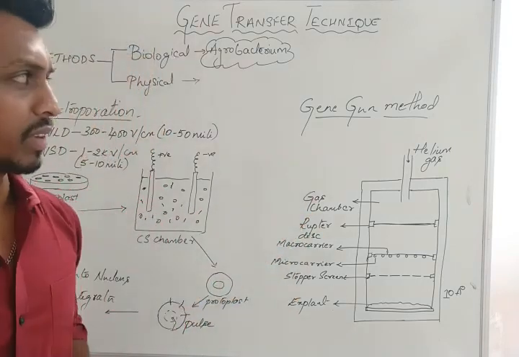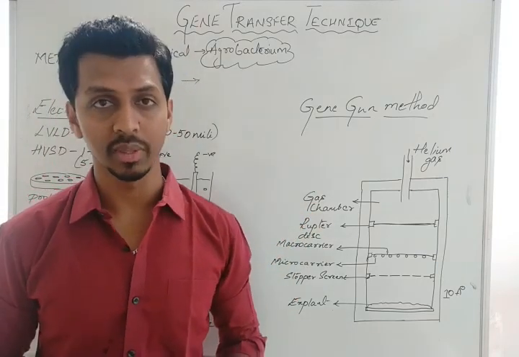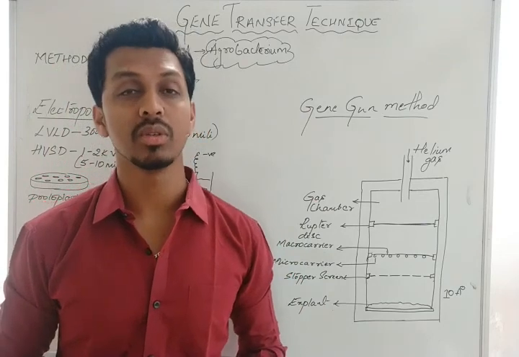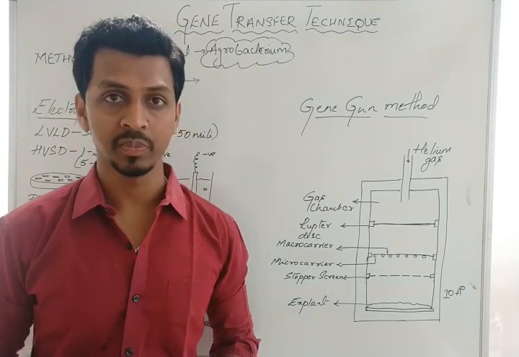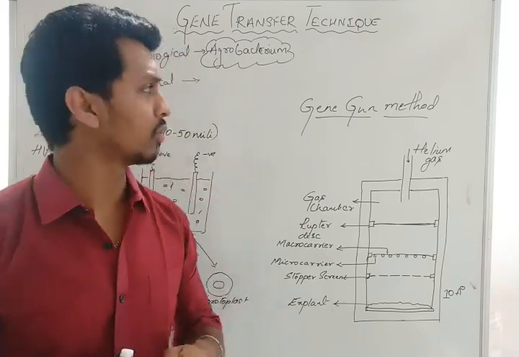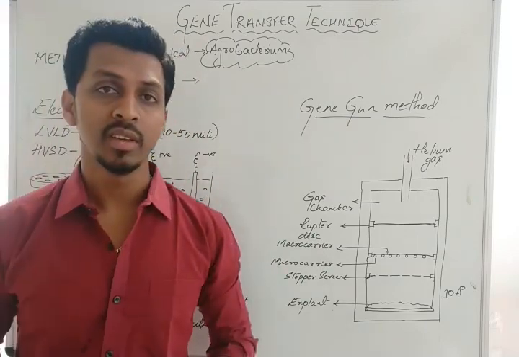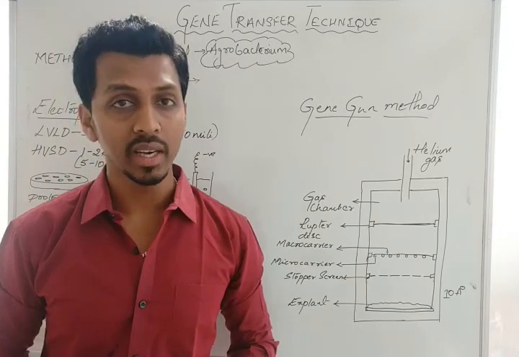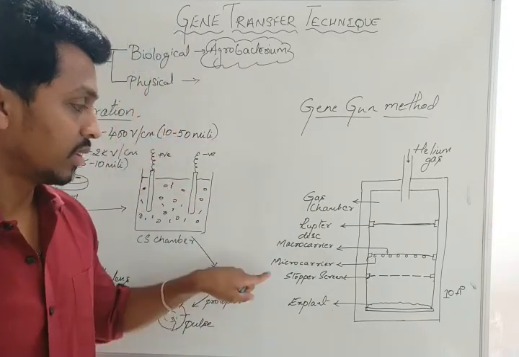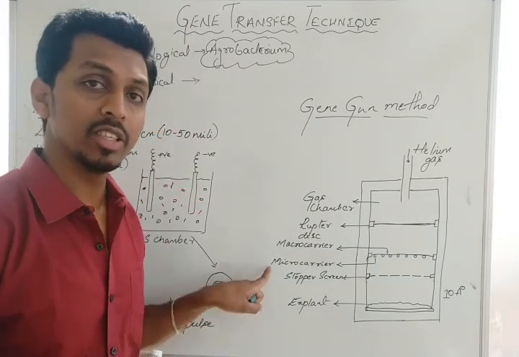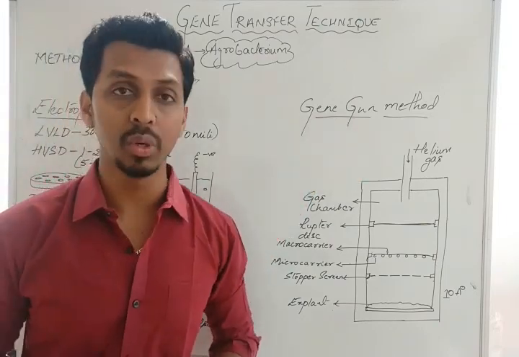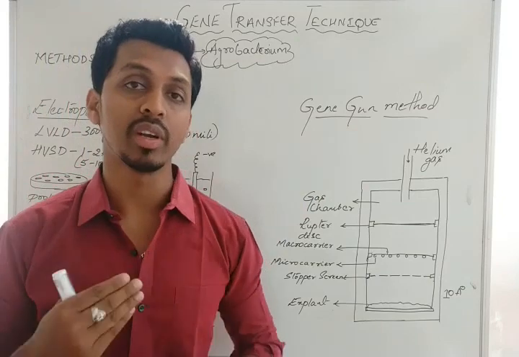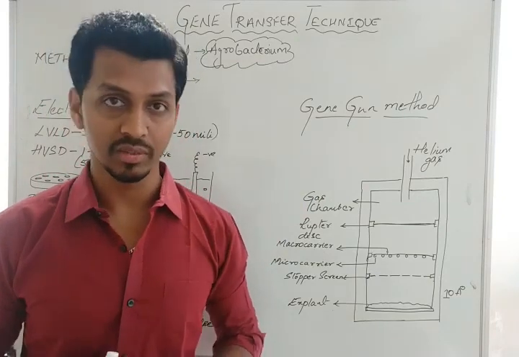Going on to the next topic, we have a technique called the gene gun method. Gene gun method is also called the biolistic method or particle bombardment method. Now why is it so specific, or what exactly is this gene gun? We try to introduce the gene of our interest with the help of a microcarrier. This microcarrier is shot in the form of a bullet to the material to which we want to transfer the gene.